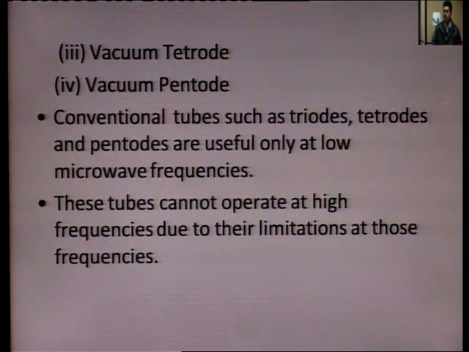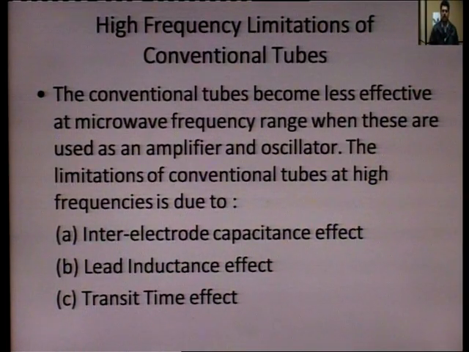So, conventional tubes such as a triode, tetrode, pentode are useful only at a low microwave frequency. These tubes can't be operated at a high frequency due to their limitation at microwave frequencies. Now, high frequency limitation of a conventional tube. Why can we not use this triode or diode for microwave frequencies? They are effective at low frequency, but when we use these vacuum tubes at microwaves, their performance deviates.